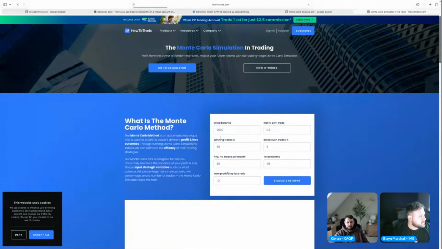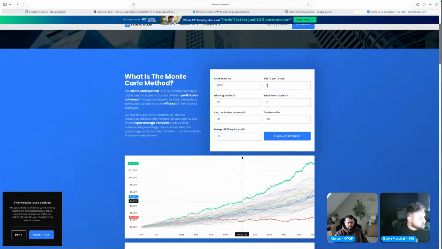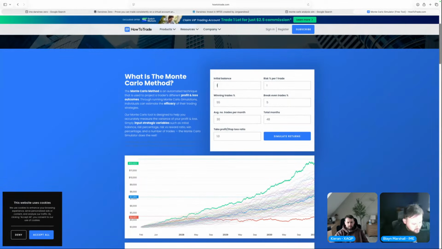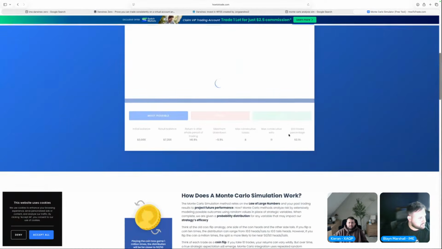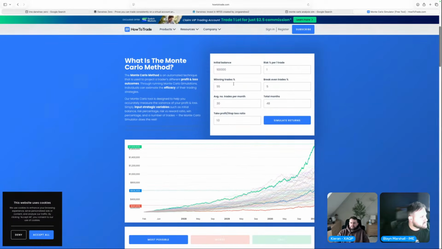Let's see if we can get something like this, right? Yeah, 1%. No, I don't want notifications. So based on DarwinX, 100,000, right? Let's say number of trades per month.